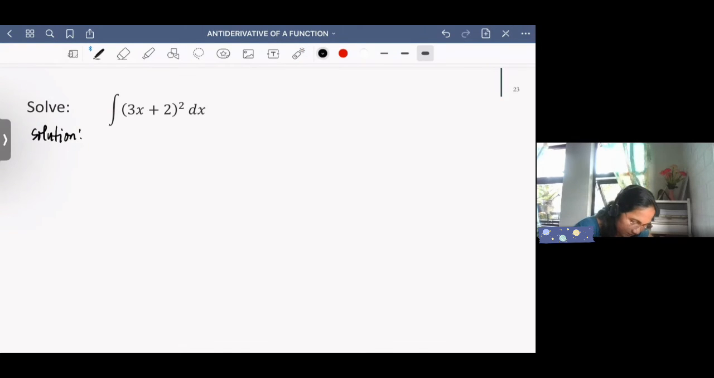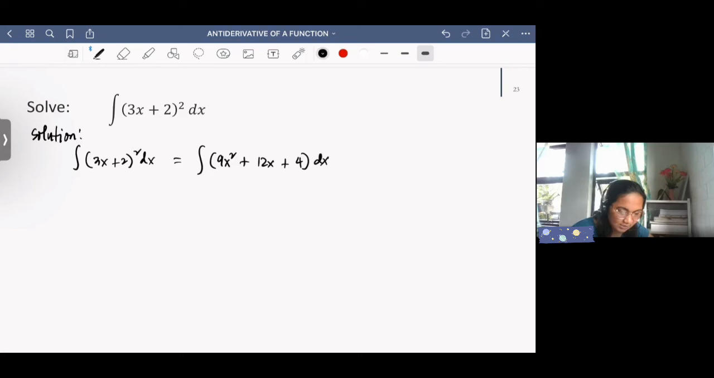So let's say, for example, here we have the quantity 3x plus 2 squared dx. Its expanded form will be 9x squared plus, we have 2 times 2 times 3x. That will be 12x, and then plus 2 squared is 4 dx. Okay, we just expand this expression, and that will yield this polynomial.